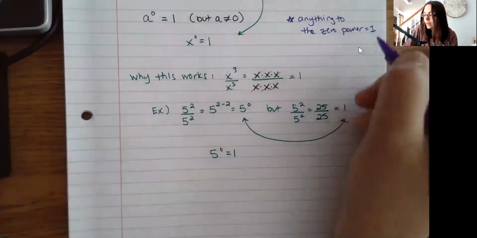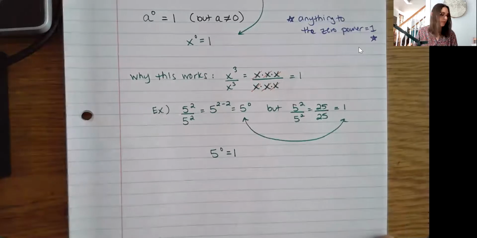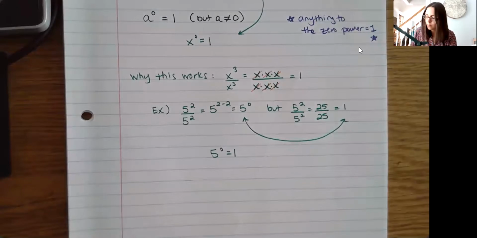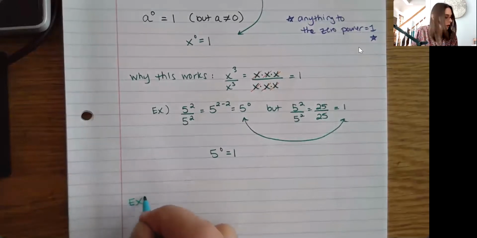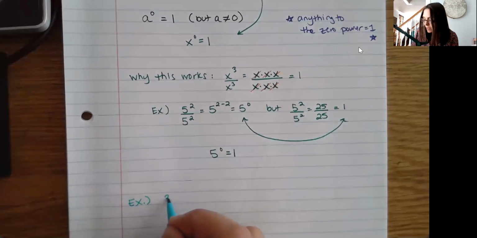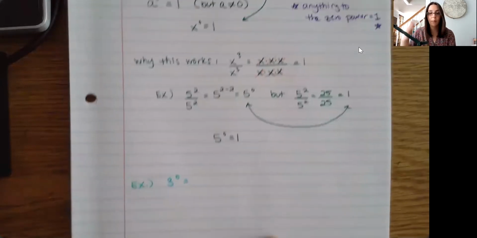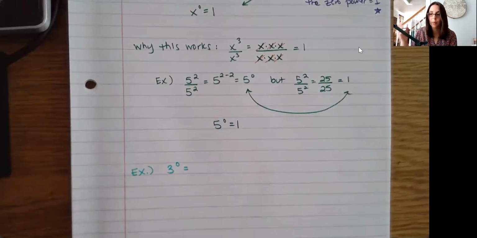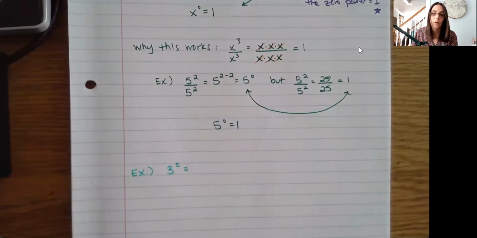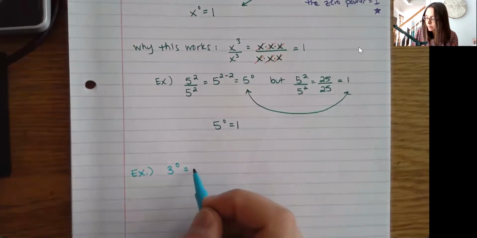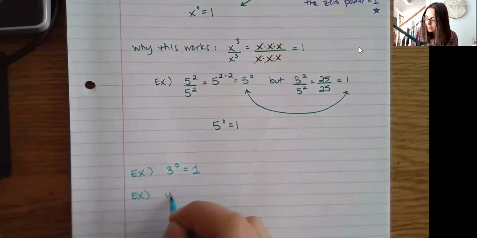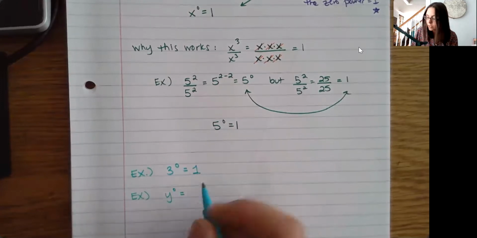Now you still have to be a little bit careful in more complicated examples. So let's do a couple different examples here so you can kind of see. And do some examples in blue. So let's say I have 3 to the 0. Right, so it's just a number to the 0 power. Again, the only thing is that number can't be 0. It gets a little bit weird if you have 0 to the 0 power. So 3 to the 0 power is just 1. Or y to the 0 power is just 1.